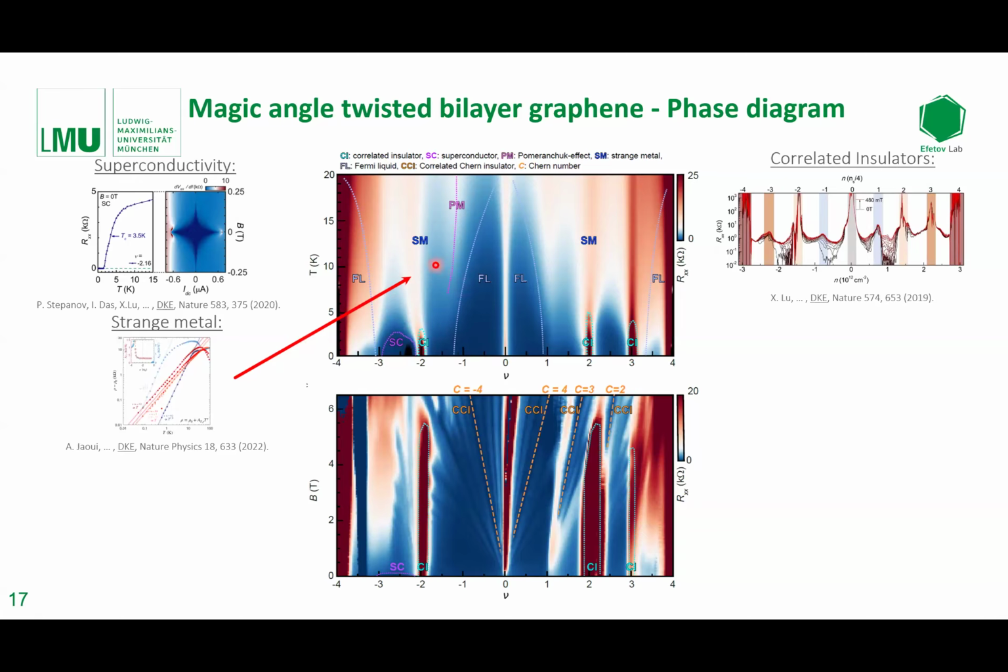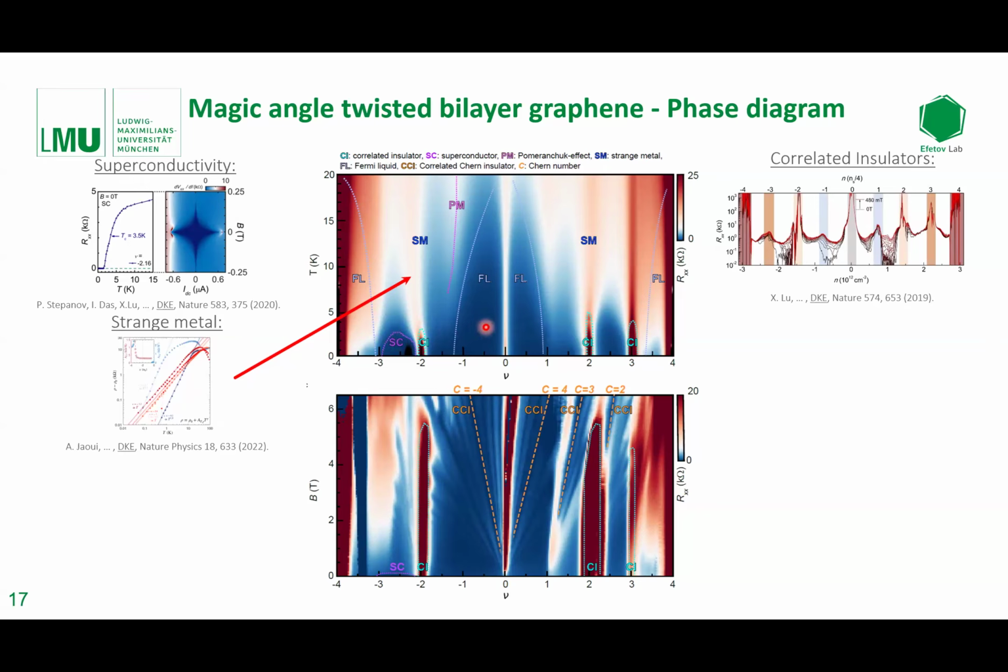Then also surrounding this metallic region of the TBG, especially at elevated temperatures, we see a strange metal phase, which we call this way because it has a resistivity that is linear in temperature down to even millikelvin temperature scales with an extremely high slope, and which is Planckian limited. And this strange metal phase really surrounds a lot of these phases around filling factor -2, where also the superconducting phase is located.